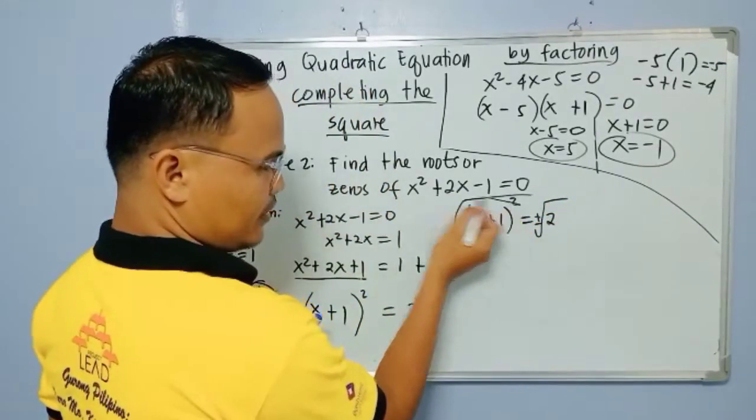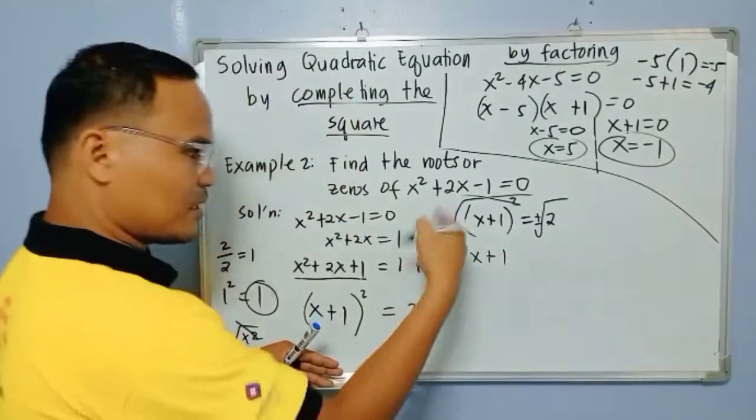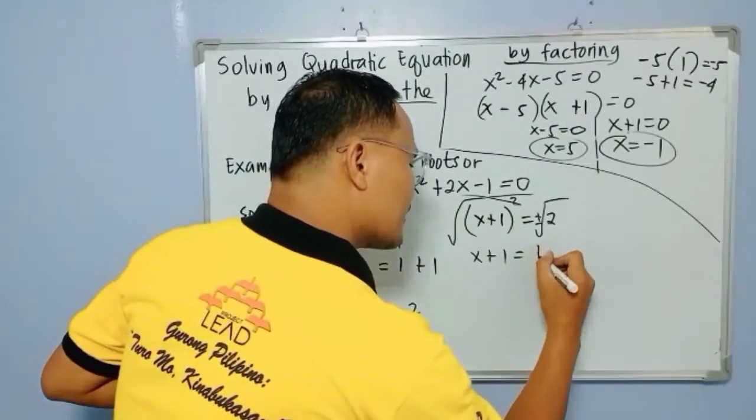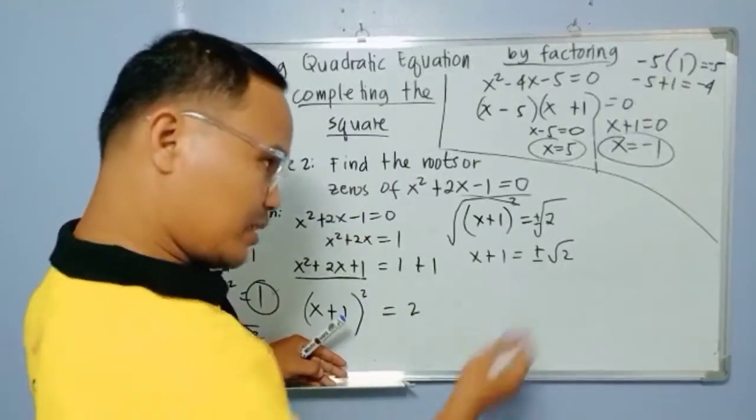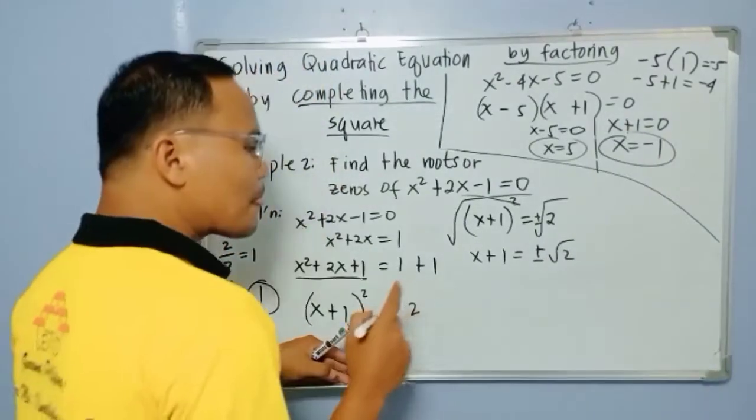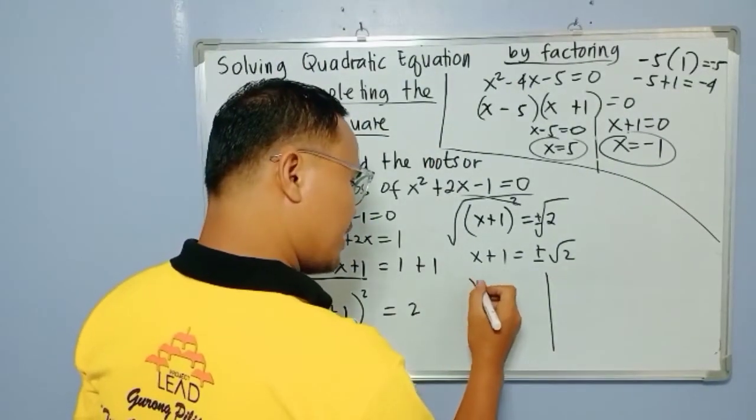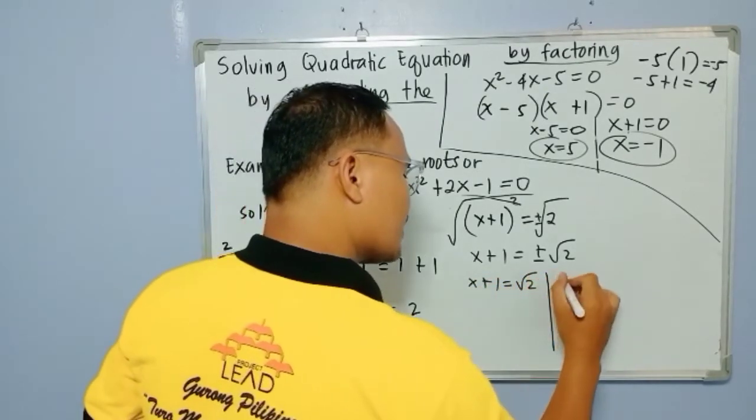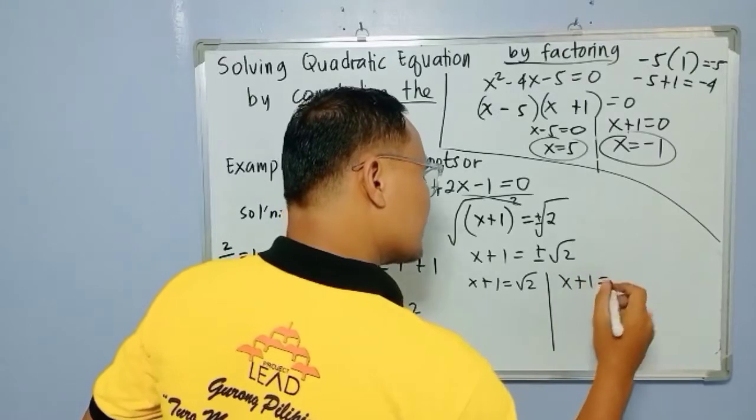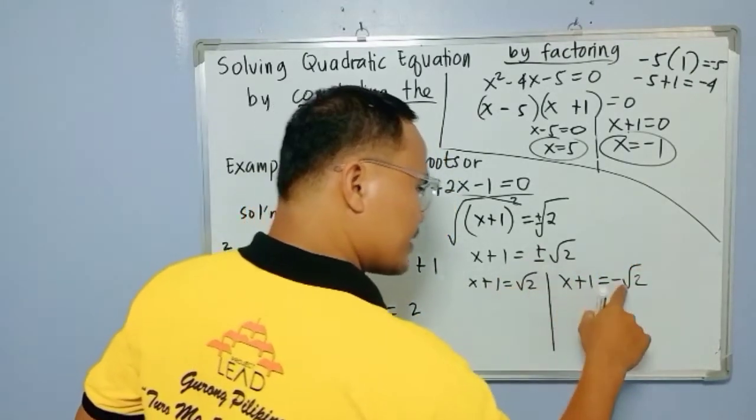Okay, cancel out. X plus 1 is left. Then copy. 2 is not a perfect square number, so it remains square root of 2 always. Then we have two values of x. The first one will be x plus 1 equals the square root of 2. X plus 1 equals negative square root of 2. This is the positive one and this is the negative one.